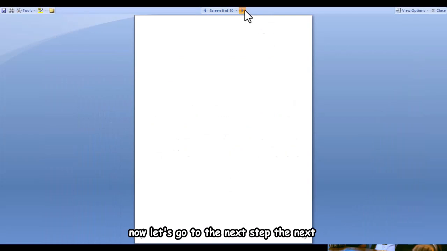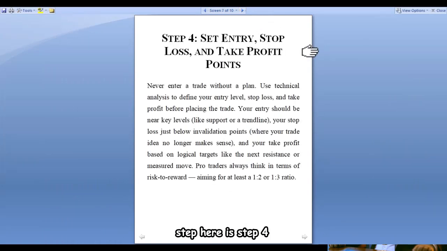So now let's go to the next step. The next step here is step 4.